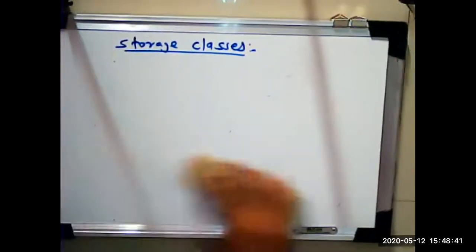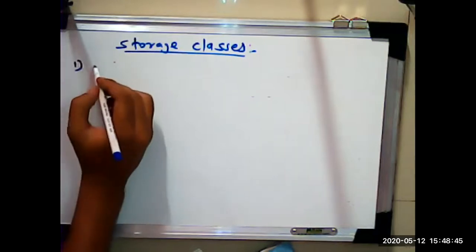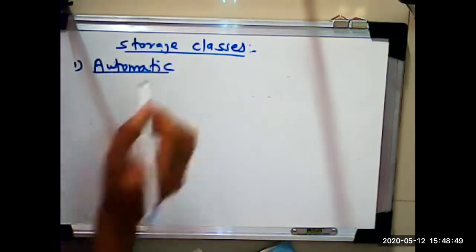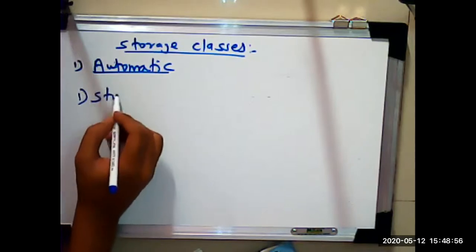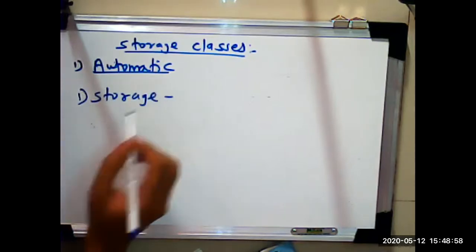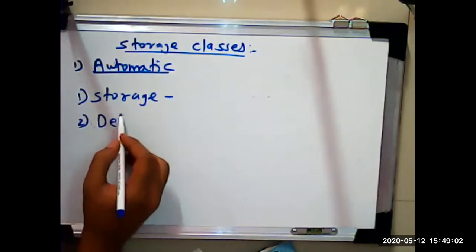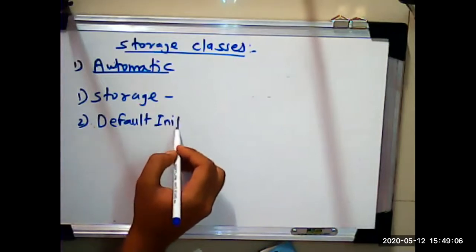Now the next one is the storage classes. What is the first storage class? The first storage class is the automatic storage class. When you discuss storage classes, you are discussing four points. The very first point is what the storage is. The next one is what the default initial value is.